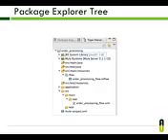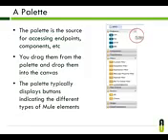JRE System Library contains the Java runtime libraries. Mule Runtime contains the Mule runtime libraries. A palette. The second component is the palette. The palette is the source for accessing endpoints, components, transformers, and cloud connectors. You drag them from the palette and drop them into the canvas in order to create flows.